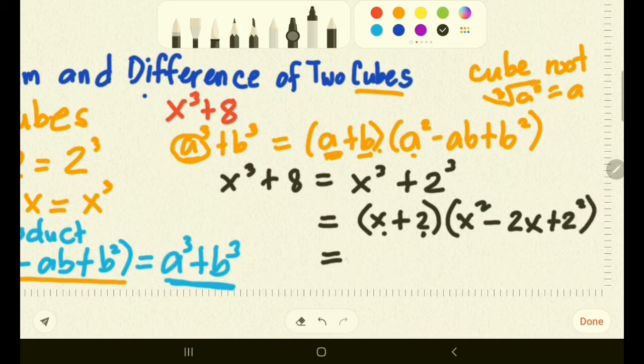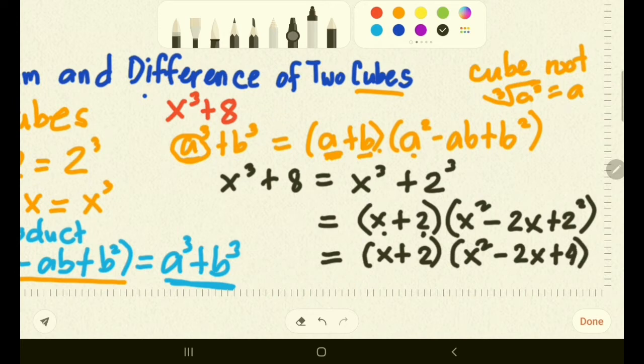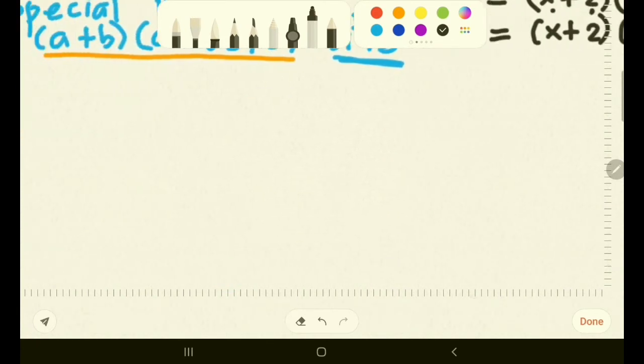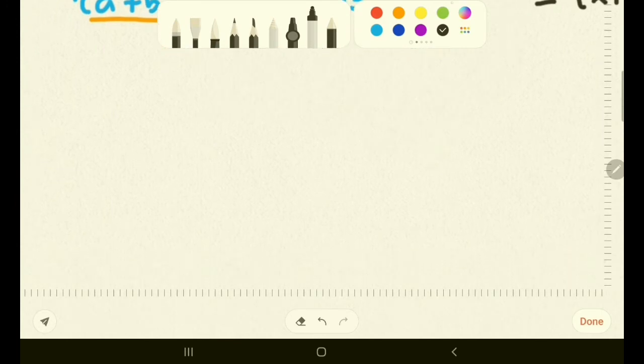So the factors of x cubed plus 8 are the sum x plus 2 multiplied by the quantity x squared minus 2x plus 4, since 2 squared is 4. That's it for the sum of two cubes. Now, how about the difference of two cubes? Let's have that.